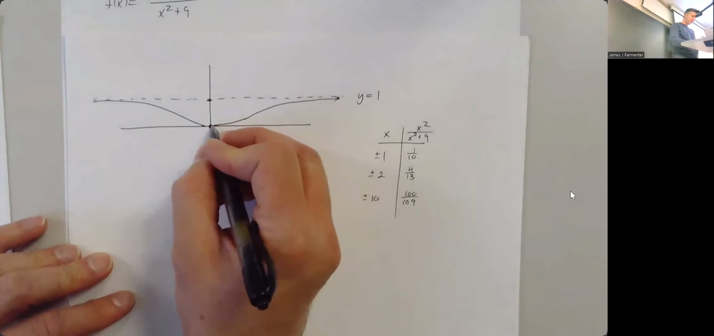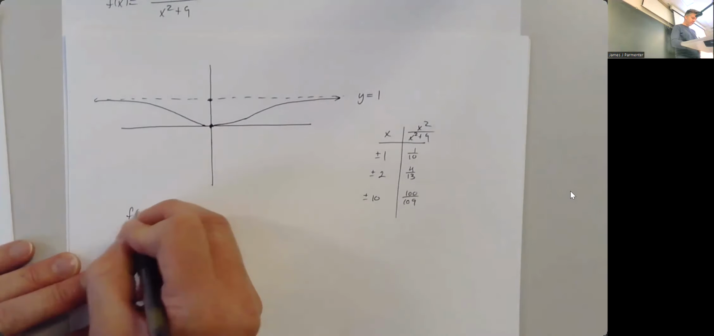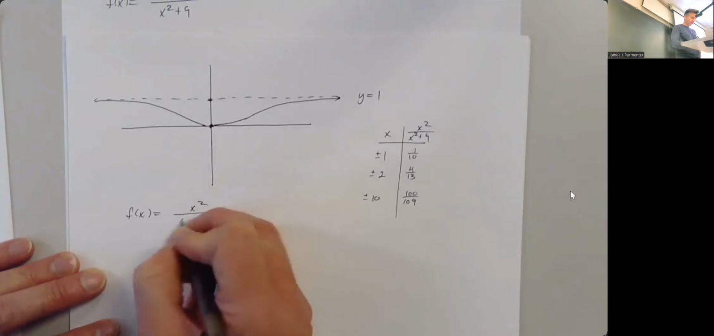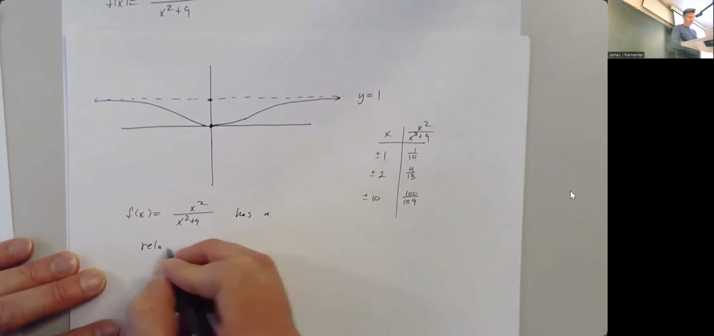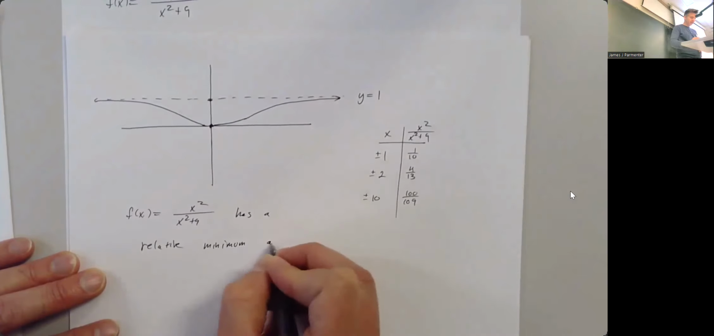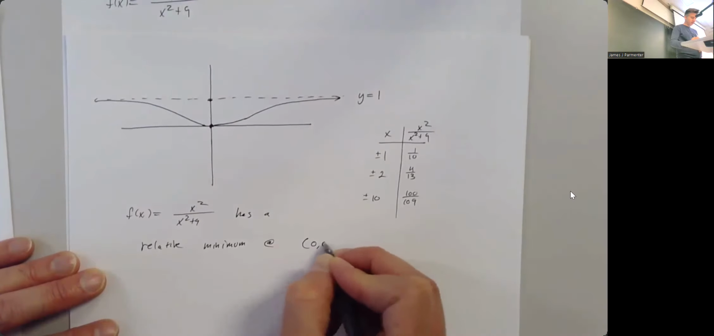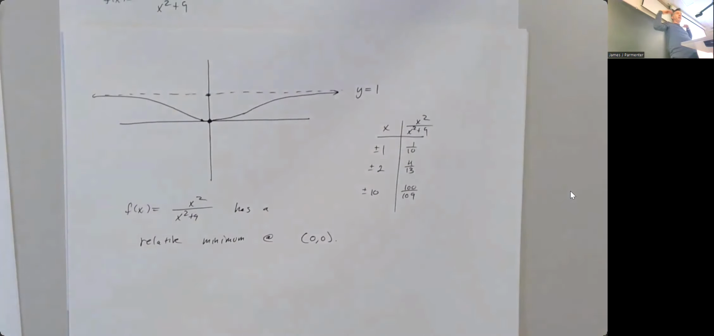So I will say that you could visually identify a relative minimum here. f of x equal to x squared over x squared plus 9 has a relative and actually absolute minimum at the point 0, 0. Because at the point 0, 0, the graph is lower than any other point next to it. If you look to the left, the graph is higher up. If you look to the right, the graph is higher up.